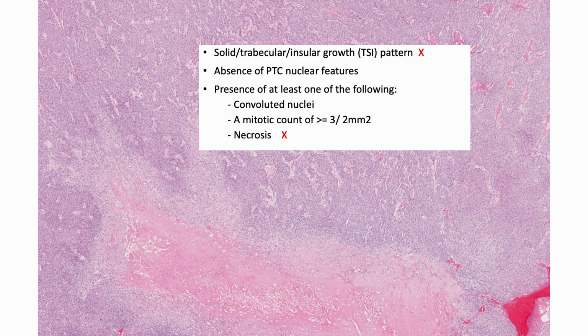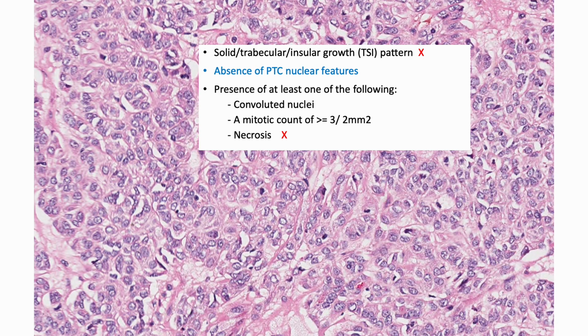Now take a look at another case. At low power, we see solid and trabecular growth pattern and large areas of necrosis, meeting the first and third diagnostic criteria. At high power, these nuclei are large, pale, with small nucleoli, and nuclear membrane irregularity. So these nuclei have PTC nuclear features, which means we cannot classify this tumor as poorly differentiated carcinoma. Prior to 2021, this tumor would be classified as solid variant of PTC.